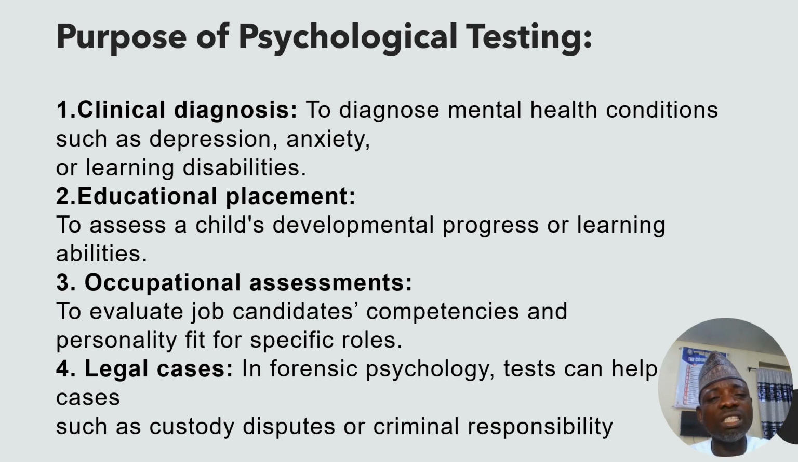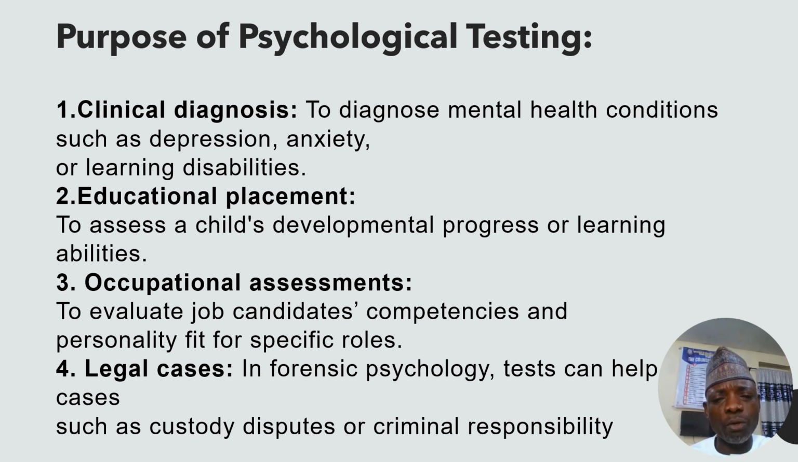Number 2 is educational placement. We can use psychological test inventories, psychometric properties, to test someone's ability to know where we are supposed to put that person, to assess a child's developmental progress or learning abilities. Maybe can he be in primary 1 or primary 2, primary 3, up to primary 6, or up to SS3. So these are some of the things you cannot just decide on. There is a psychometric property or inventory that an expert is expected to use in order to support his client also.